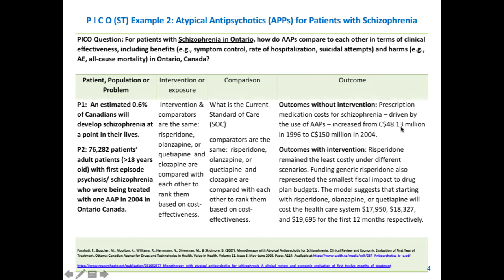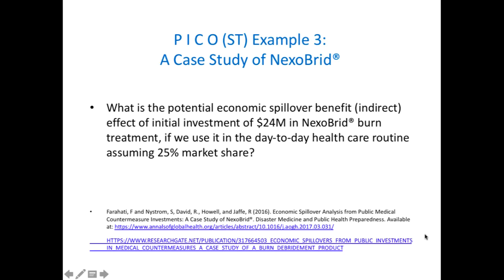Increased from 48 million in 1996 to 150 million in 2004. So with intervention, the risperidone remained the least costly under different scenarios, and the model suggests that starting with risperidone, olanzapine, or quetiapine will cost the healthcare system about this much respectively for the first 12 months of treatment.